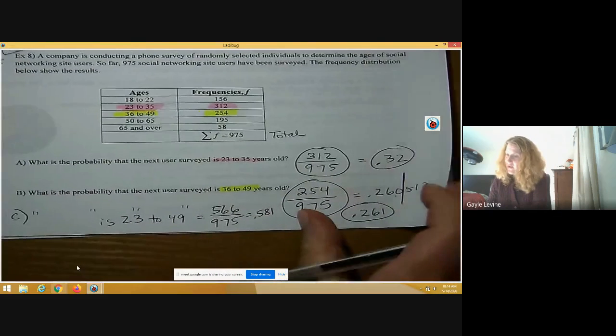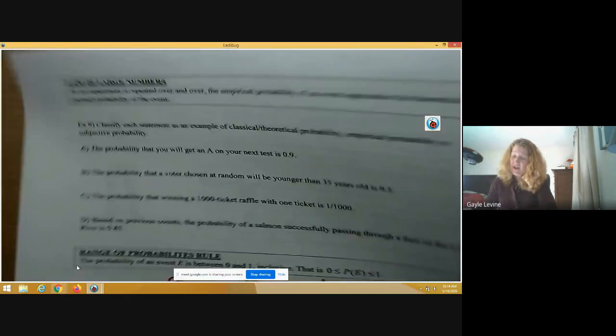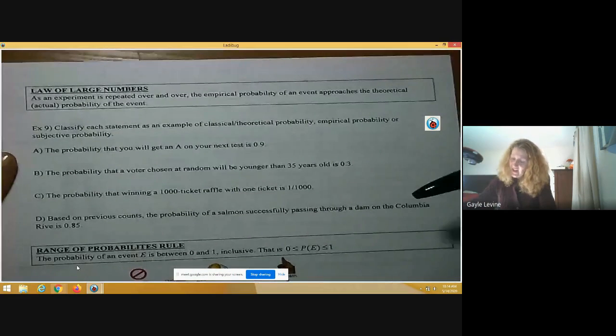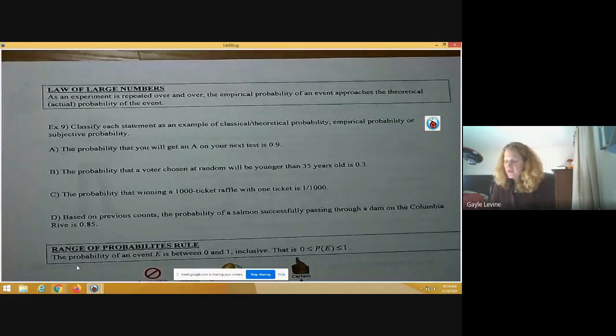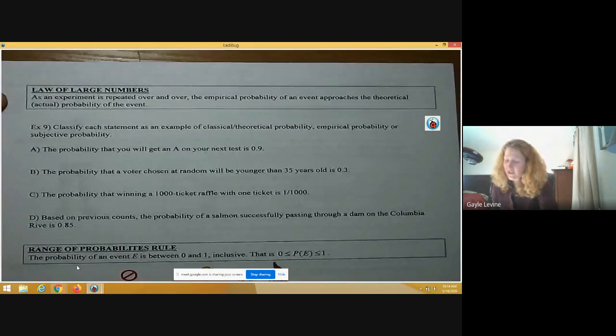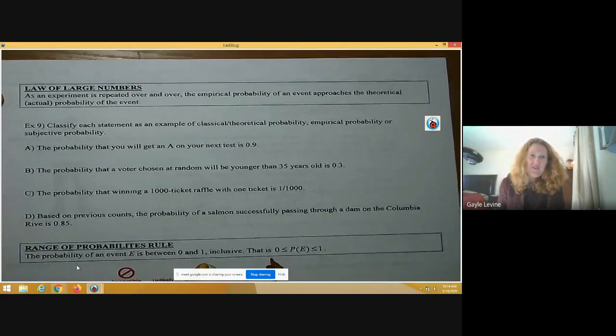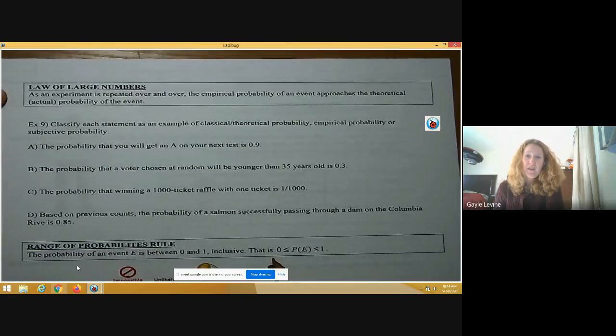All right, I'm going to go on to page 6. This is our last page in our notes packet. I'm not going to do the entire last page, but I do want to talk about a few things. So the first thing I want to talk about is the law of large numbers. As an experiment is repeated over and over, the empirical probability of an event approaches the theoretical or actual probability of the event.